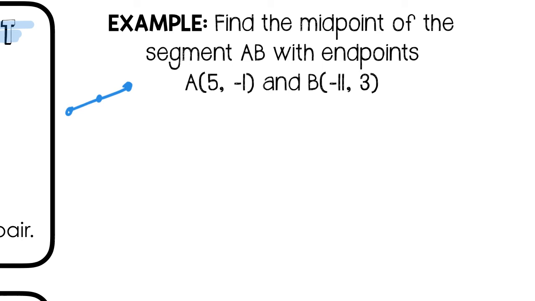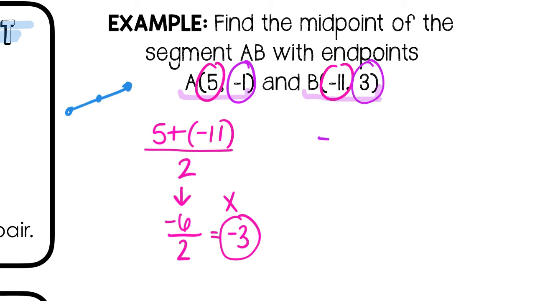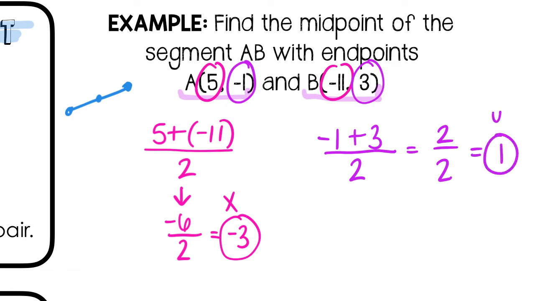So let's do that over here. If I want to find the midpoint between these 2 points, we're just going to add the x's. So 5 plus negative 11, and we're going to divide by 2. And that's going to give us negative 6 divided by 2, which is negative 3. So that is the x value of our midpoint. And now we're going to do the same thing with the y values. So negative 1 plus 3 divided by 2, which is 2 divided by 2, which equals 1. So that's the y value.